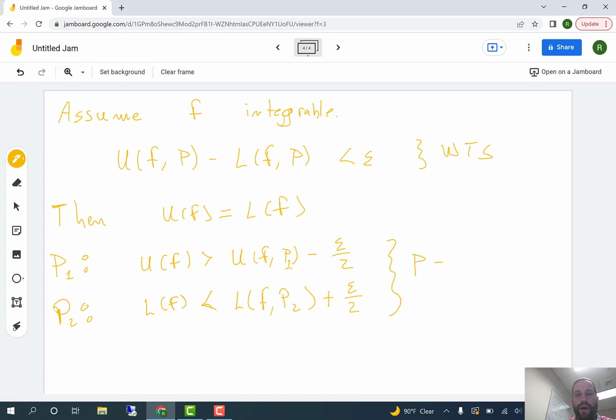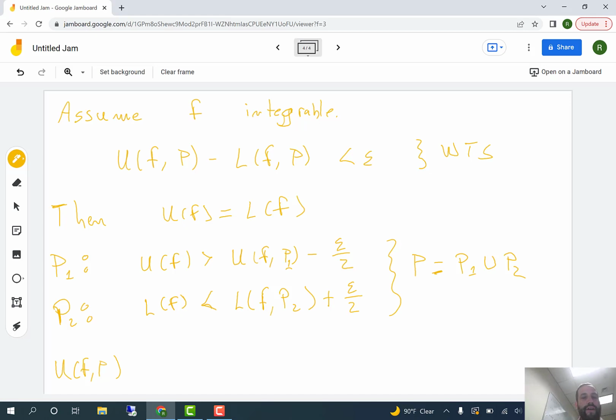And now, let me just write this over here. P is going to equal P1 union P2. Okay, so what do I know? There's this general principle that we say P is a refinement of P1 and P2, meaning P1 and P2 are both included in P. And there's this intuition that whenever I take a refinement of a partition, the upper sum is going to go down and the lower sum is going to go up.